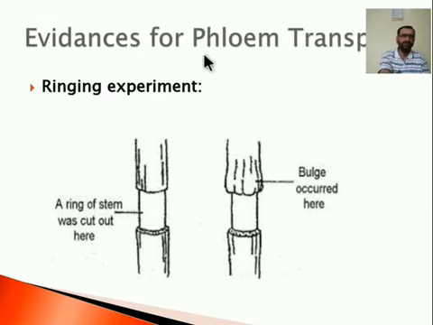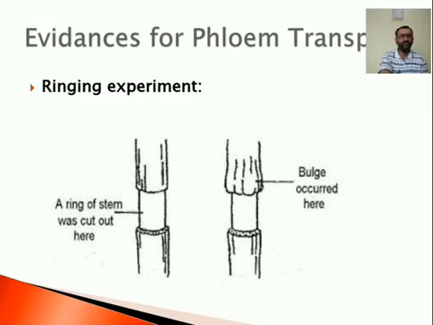Next one is the evidence for phloem transport. There are some experiments done, and with the help of those experiments, it can be proved that phloem is the only part through which the translocation of food material takes place. The first one is the ringing experiment. We know that the ringing experiment is in the FY syllabus also, and in FY practical we also did the ringing experiment. This experiment was performed by Curtis in 1925, which provides an excellent explanation for solute translocation by the phloem.